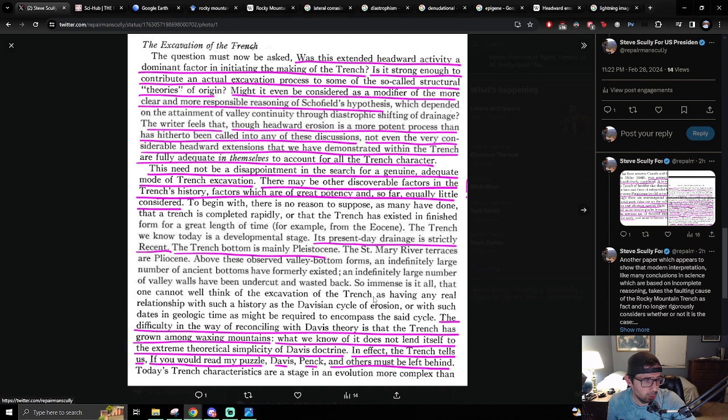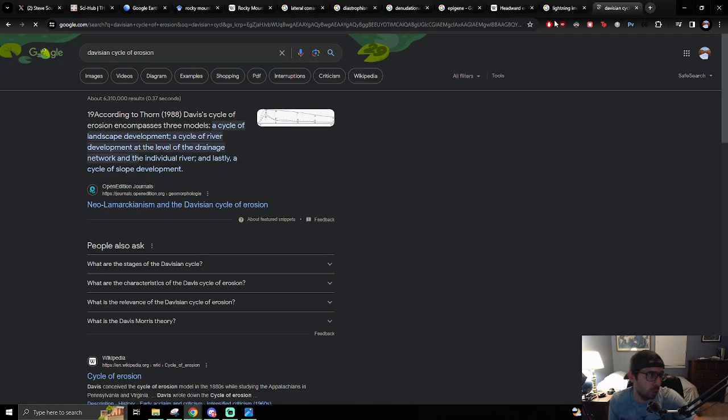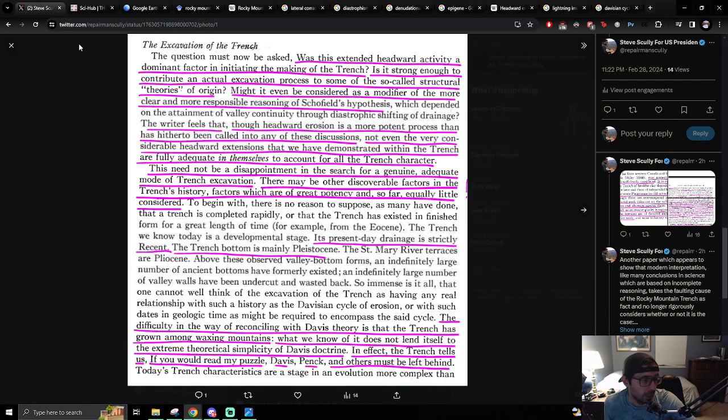Not sure. Let's see if we can find something on this Davisian cycle of erosion. Cycle of landscape development, a cycle of river development at the level of the drainage network, and lastly, a cycle of slope development. Okay, well, you can look into that. I haven't, so if you're interested.